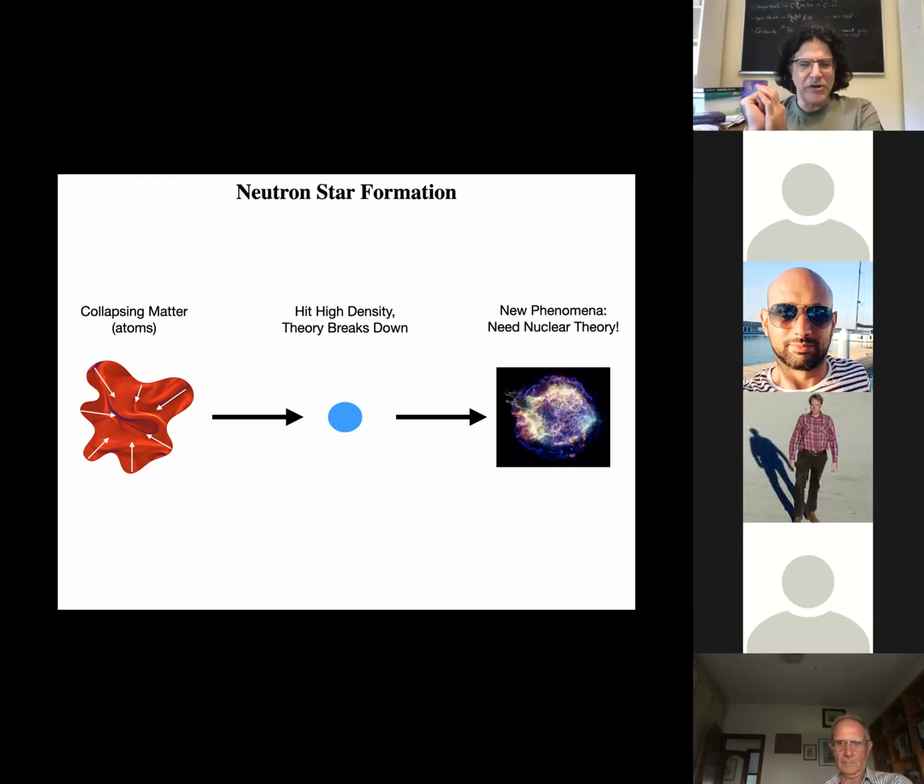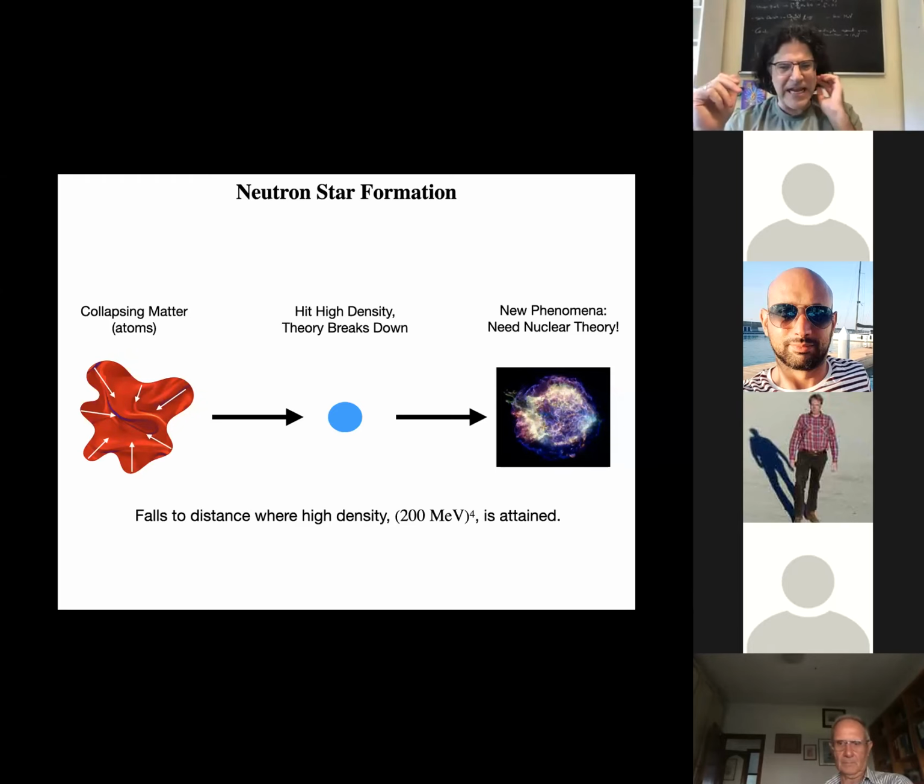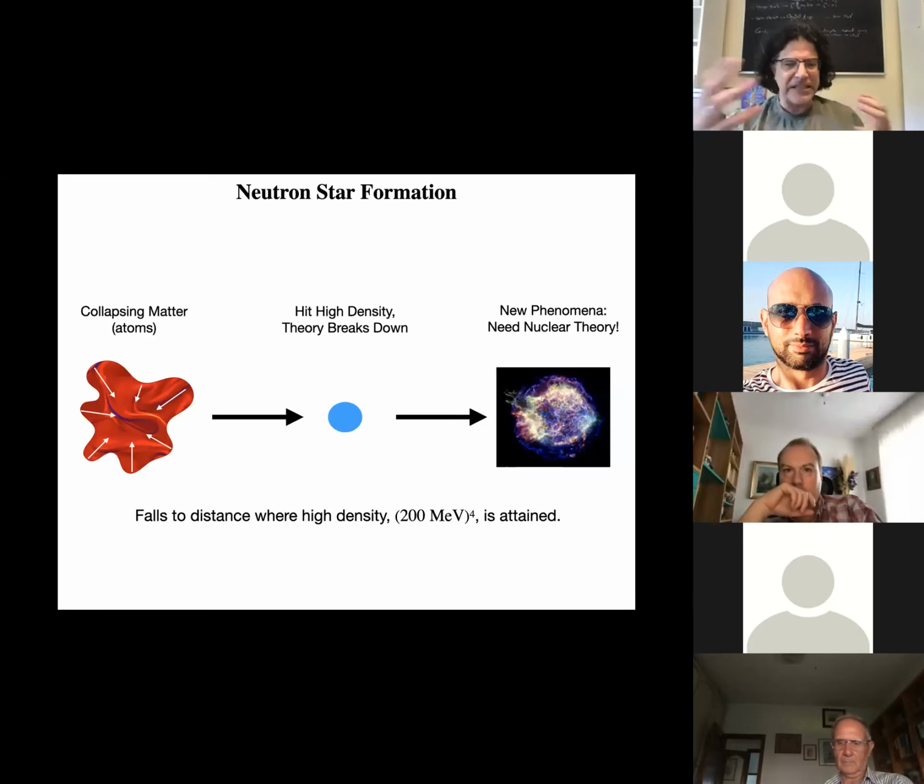But the only way you would be able to predict what it would end up as is if you knew some nuclear theory. You knew that what happens at 10 kilometers, or where densities of 200 MeV to the fourth are attained, is when you've reached densities where a different set of laws, a different Hamiltonian, becomes important. And so the physics of the interior of a neutron star is very different because it involves a different set of laws that only become important at QCD densities.